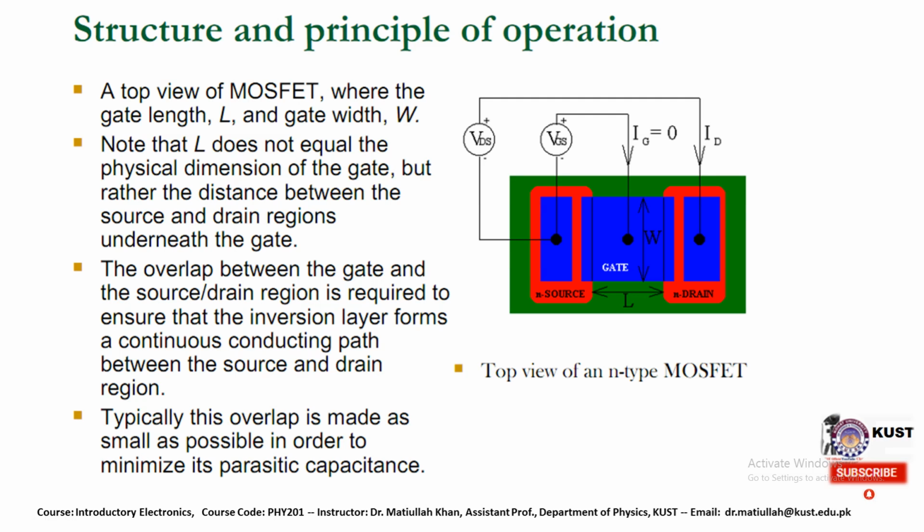Typically this overlap is made as small as possible in order to minimize its parasitic capacitance. So the structure is made so that the overlap is like this. The source and the drain overlap, or the gate, is like this if we look from the top view.